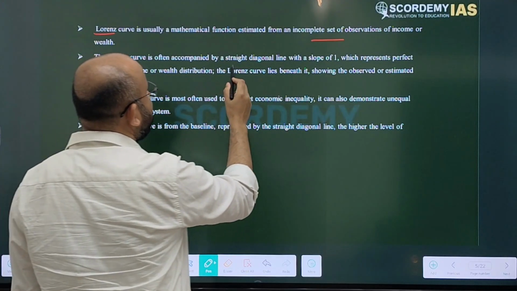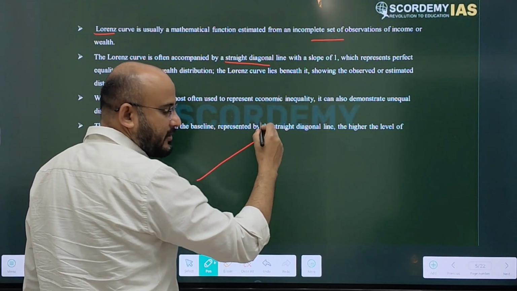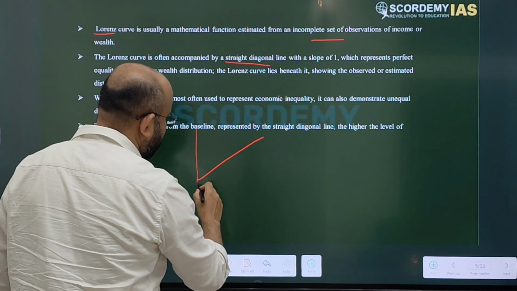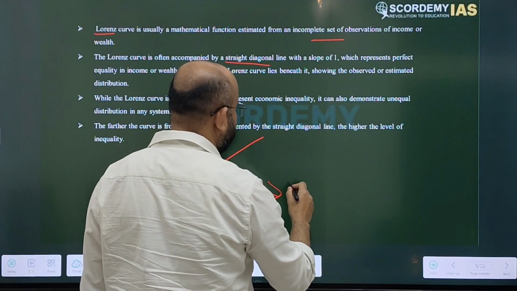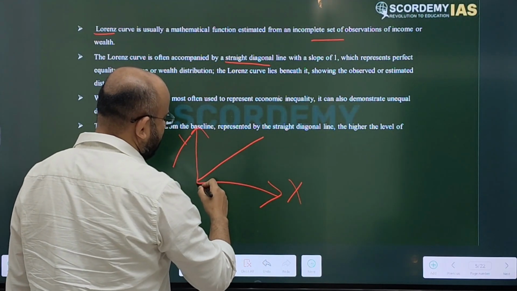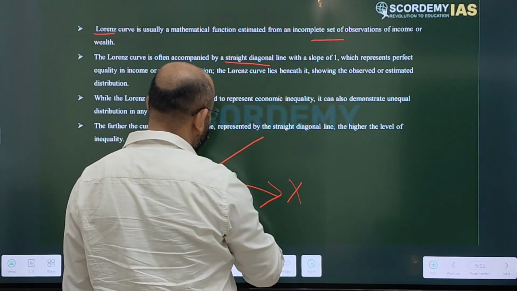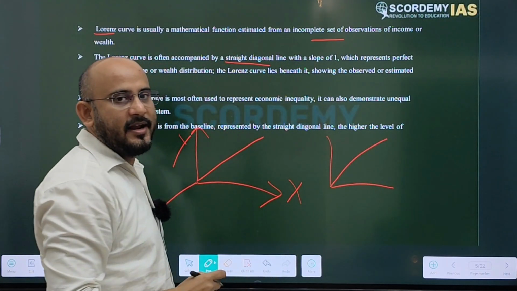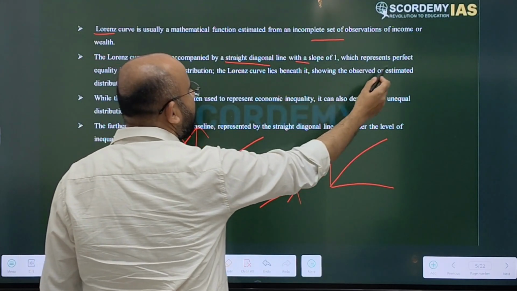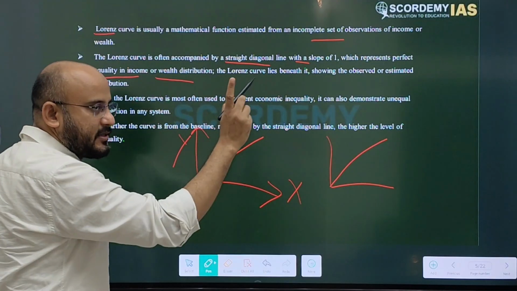The Lorentz curve is accompanied by a straight diagonal line. This is the diagonal line, and we studied in class 10 during our school days the x axis and y axis. It is a straight diagonal line with a slope of 1, which represents perfect equality in income or wealth distribution.